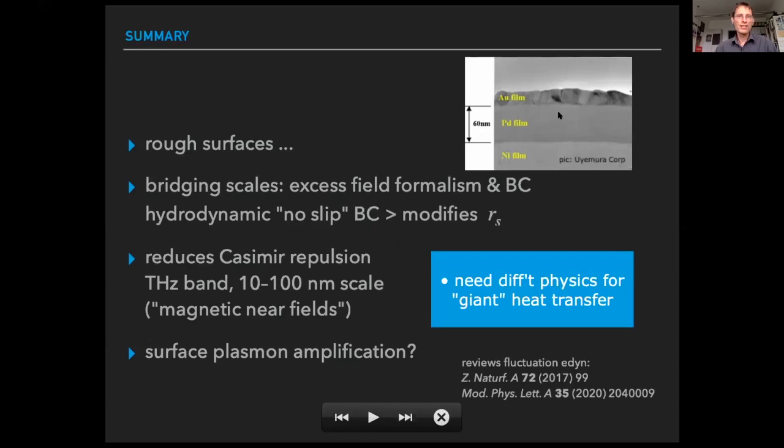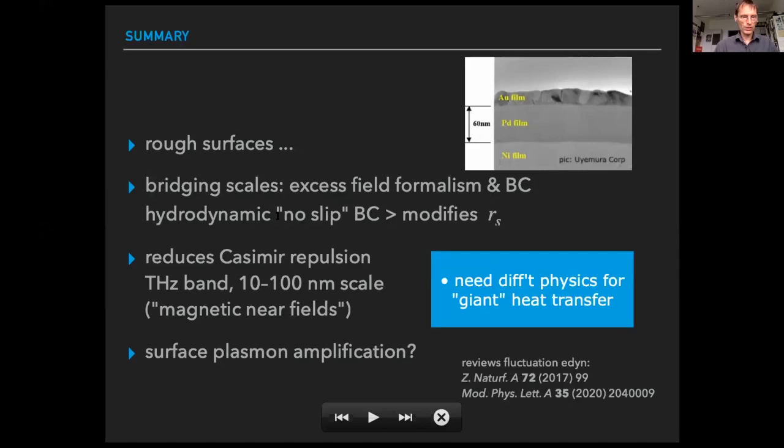And on these scales, you have to bridge scales towards a typical distance that may be larger than 10 nanometers that you can control, rather like 100 or so, or even in the optical range, in the fraction of a micrometer for optical reflection spectroscopy. And so what we found is that indeed the S-polarized reflection coefficient can be modified by using a no-slip boundary condition. So the Casimir repulsion is reduced.